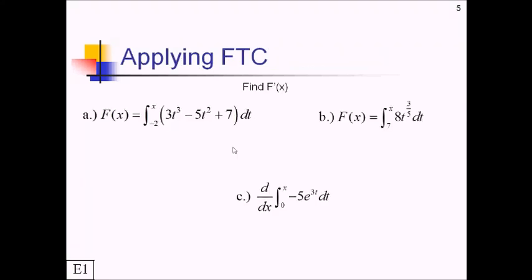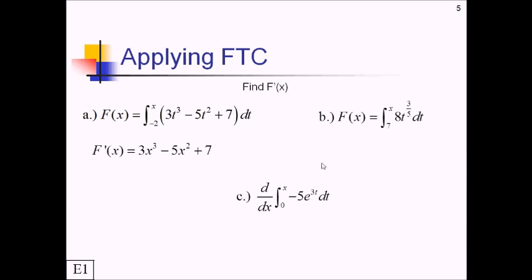Let's go ahead and give the FTC a test drive here. Pause the video and see if you can find the derivatives of the following 3 integrals. All right, let's start with part A. So again, if you have x as an upper limit and you're taking the derivative of this whole thing, you're essentially just taking the integrand with x plugged in for whatever dummy variable was in there to begin with. So in this case, F prime is just going to be 3x cubed minus 5x squared plus 7. That is it. Nothing else.